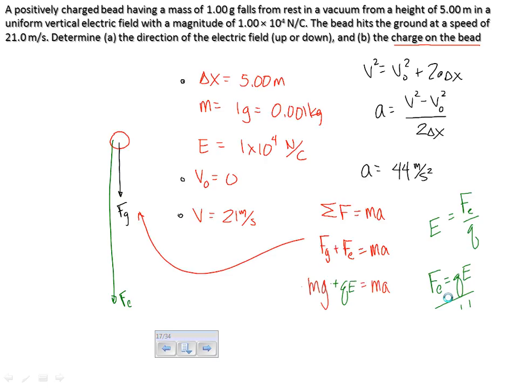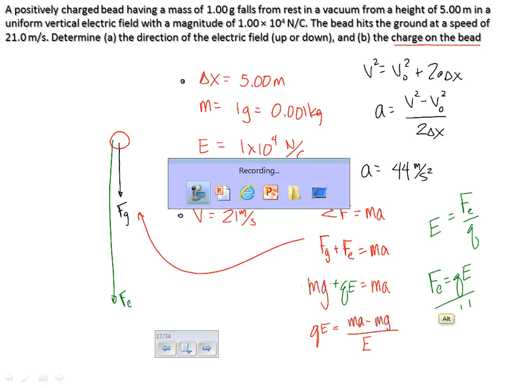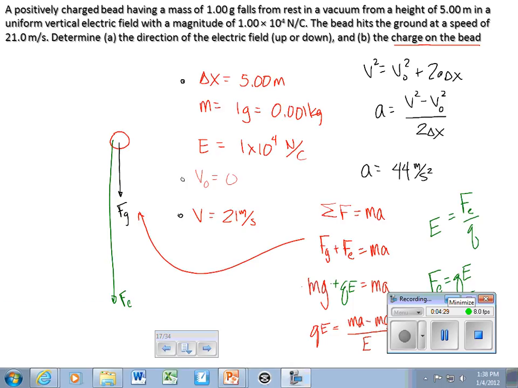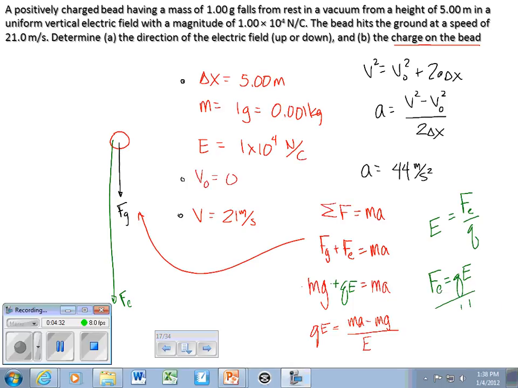equals ma. If we want to solve for Q, that's going to be QE equals ma minus mg. So we'll divide both sides by E. That gets rid of our E over here. So I end up with a charge, Q, of 3.42 times 10 to the negative 6th coulombs.